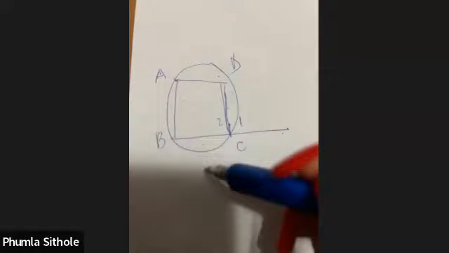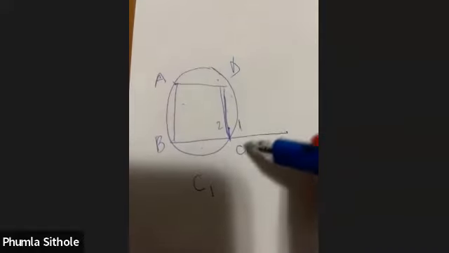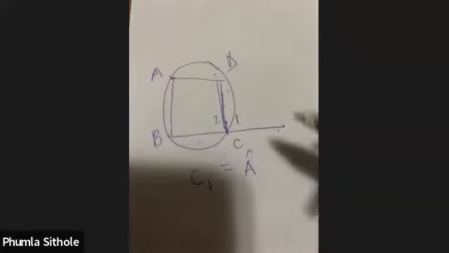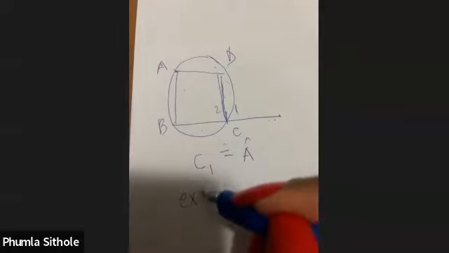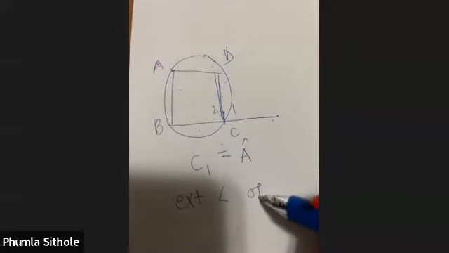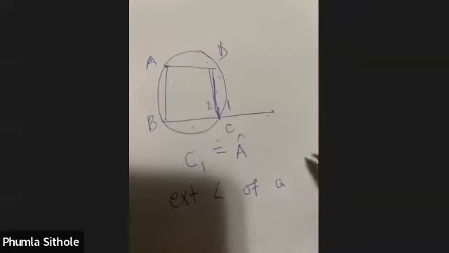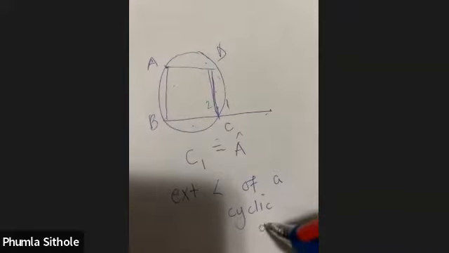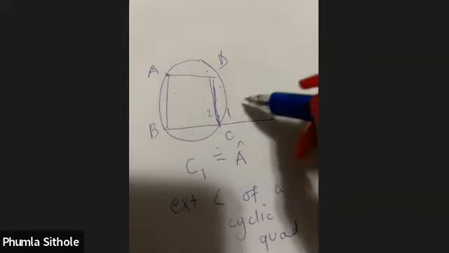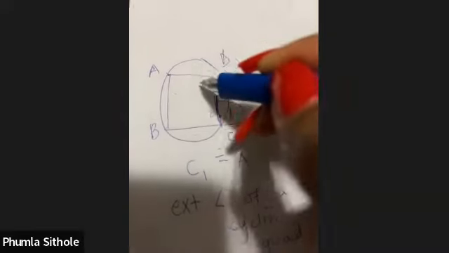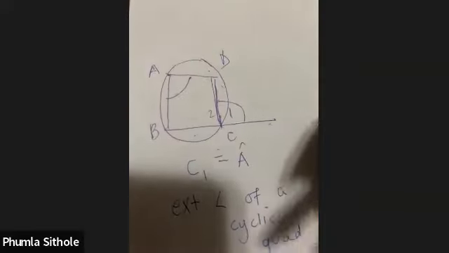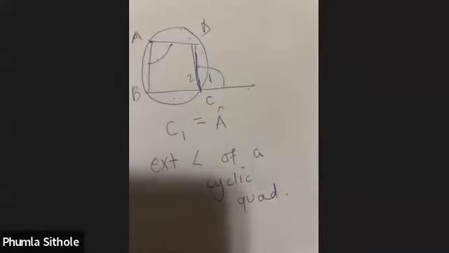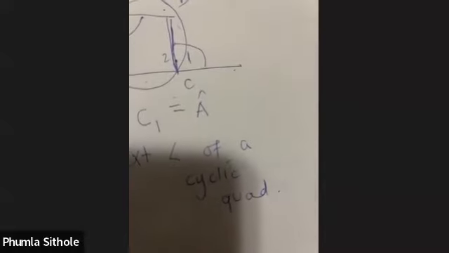So you have C1. C1 will be the same angle as A. So the reason for this one is an external angle of a cyclic quad. Yes, so this C1 is the same as this one. I will show you how you can confuse it with the other one when we get to that one. So please note this one. Okay.